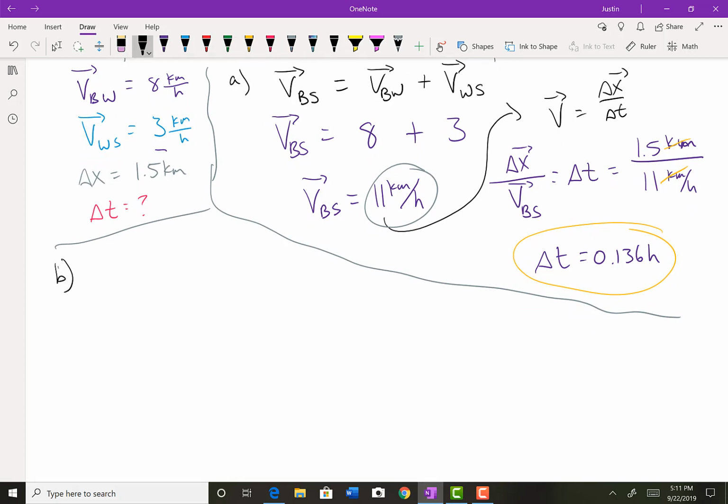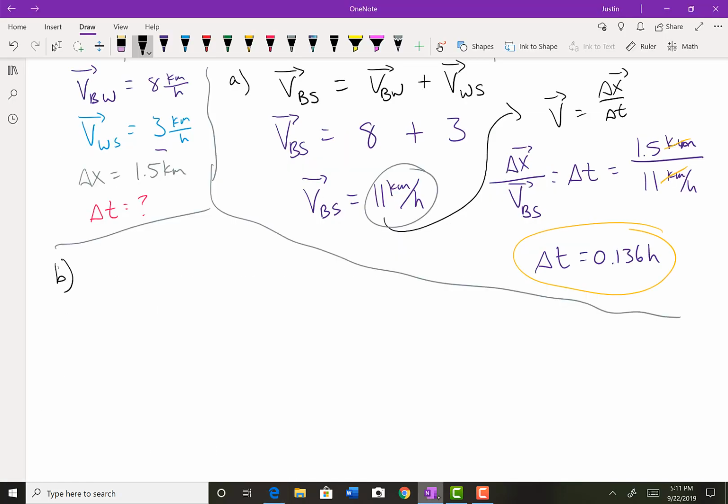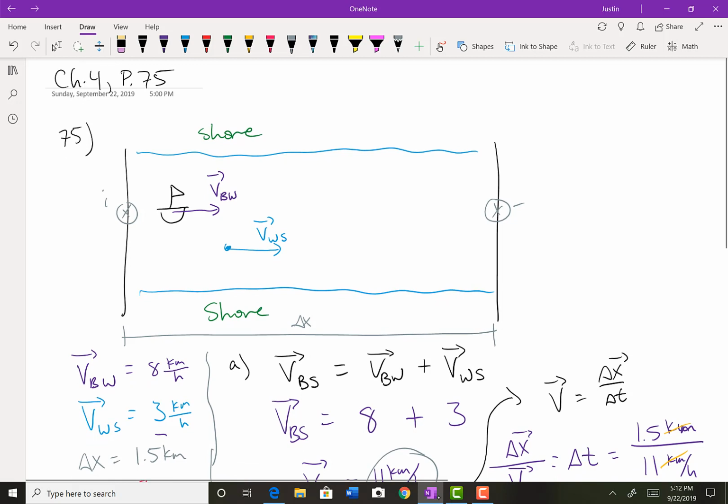Part B's setup is, well, let's see what they're even asking. So it basically says how much time is required for the return trip. So basically now it's the exact same setup, same setup as A, except now my initial moment is at the end here, and then my final moment is at the beginning here. So I'm starting here, I'm ending here.